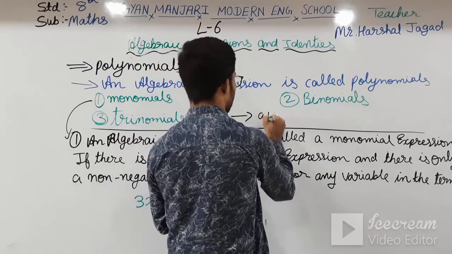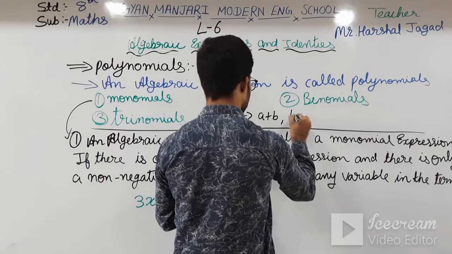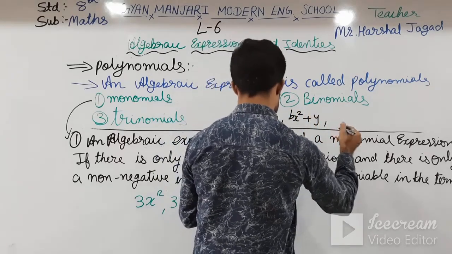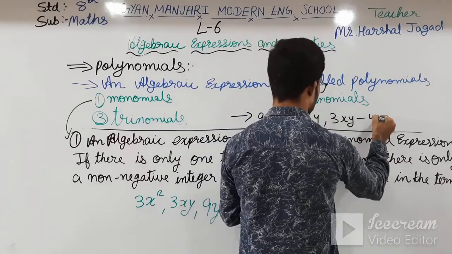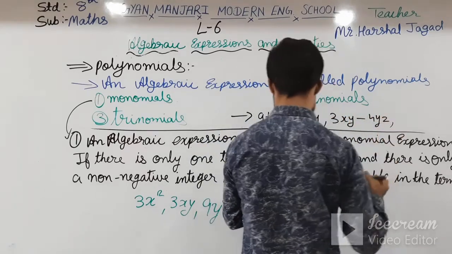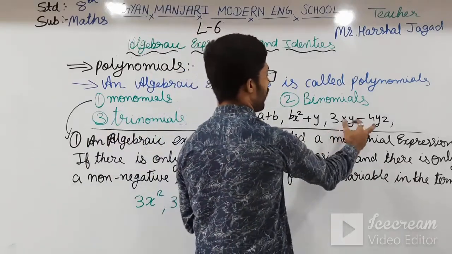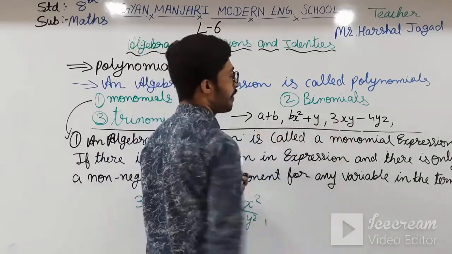That is a plus b, b square, x square plus y, or 3xy minus 4yz. Okay students, these are the binomials which have two terms. With two terms, those are binomials.